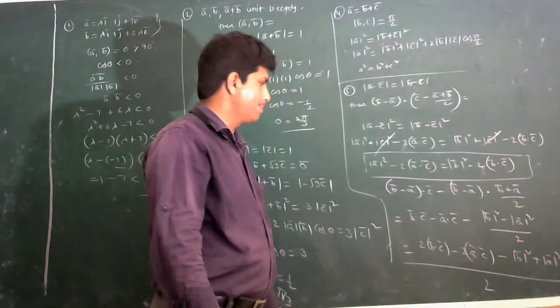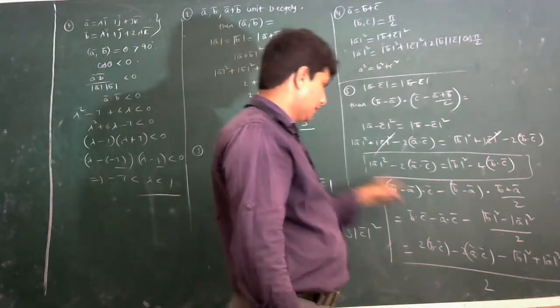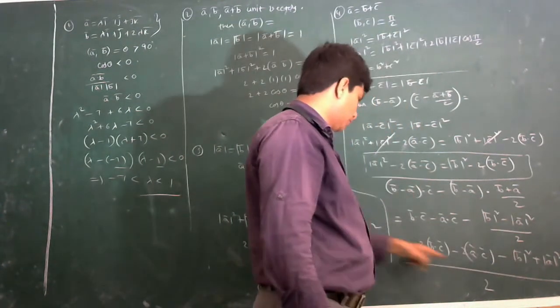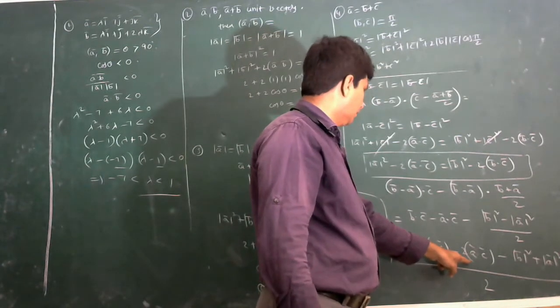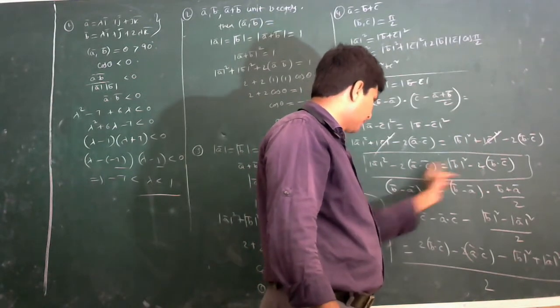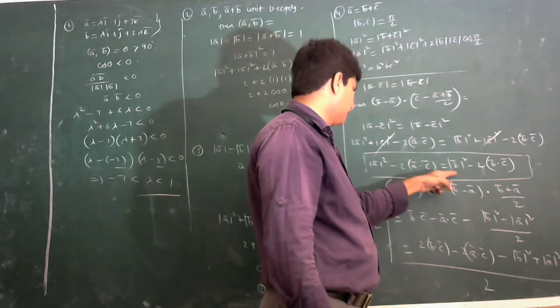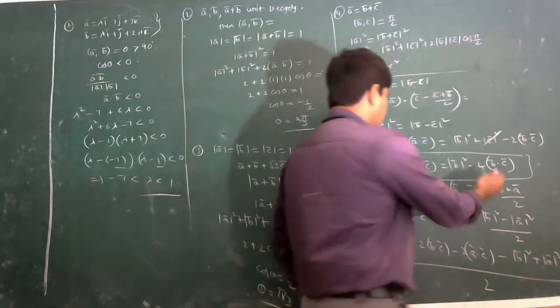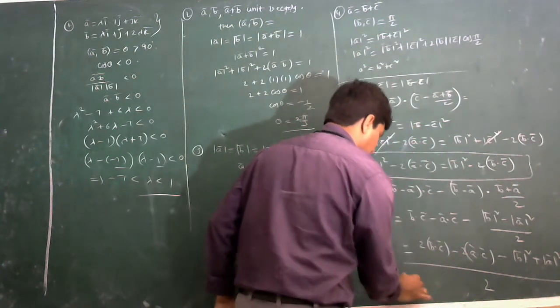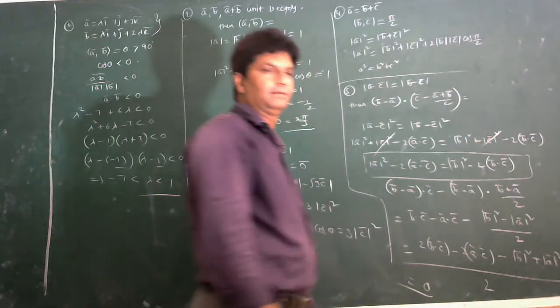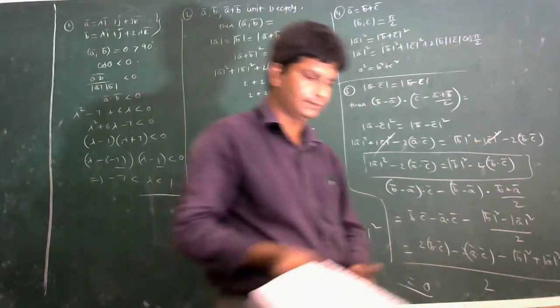See here, mod A square is there, minus 2 into A dot C, we got here. Next one, take it left side, you will get plus 2 into B dot C, this is obviously minus mod B square. So if you take the whole thing to the left side, you are getting the numerator, and the answer is 0. So 0 by 2, the answer is 0.